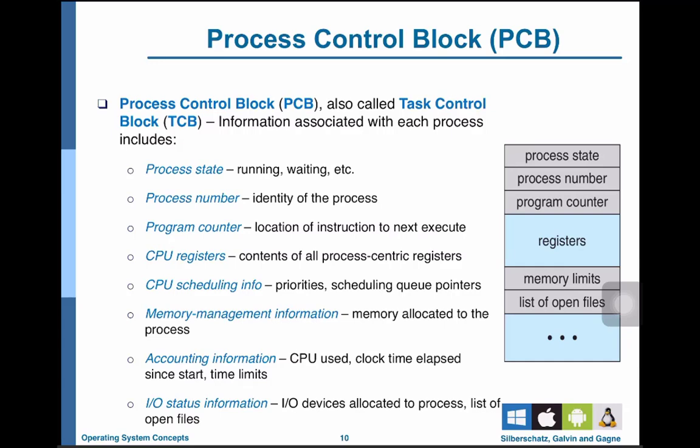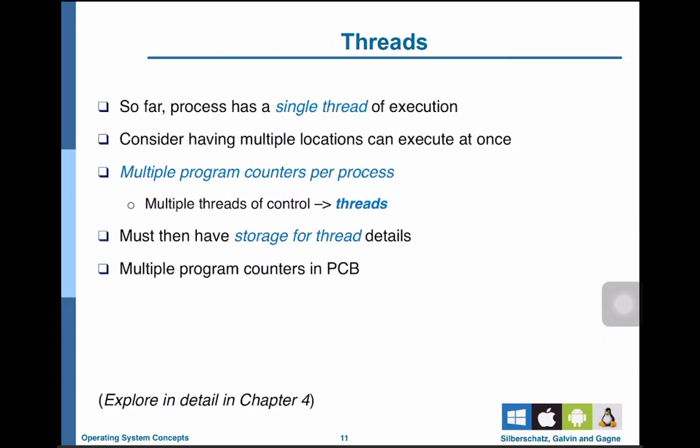So how about threads? Until now, we assume that a process has a single thread of execution. In many programs there are multiple locations of the program that can execute at the same time, so the operating system can create multiple program counters per process, with storage for threads. So a thread is the mechanism of controlling multi-location execution.